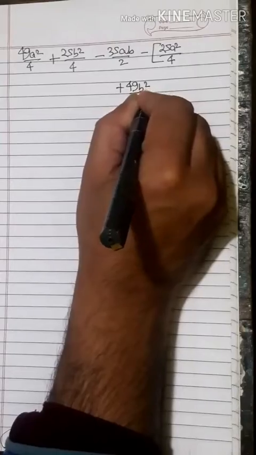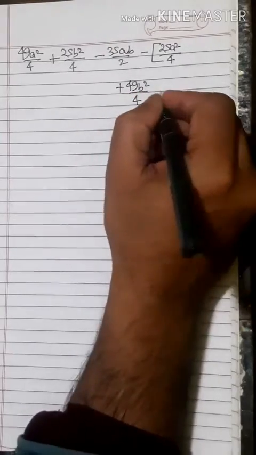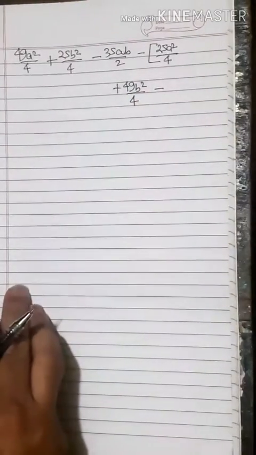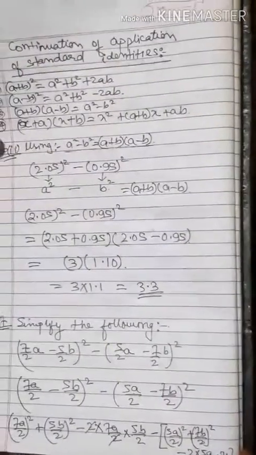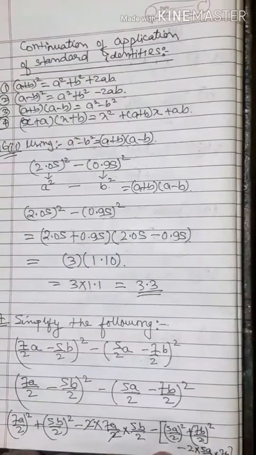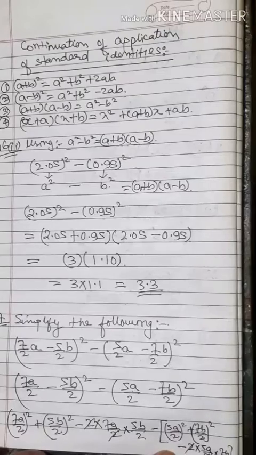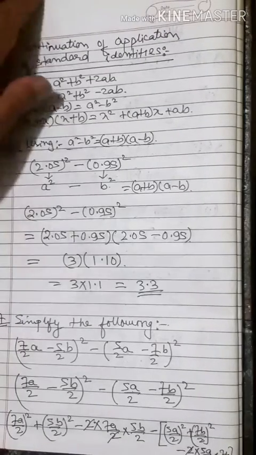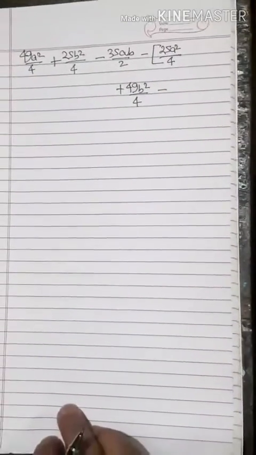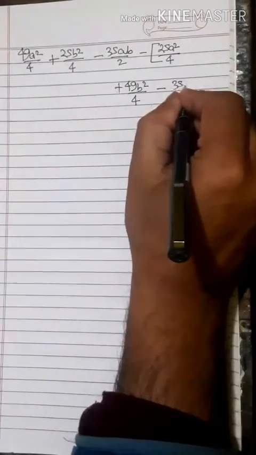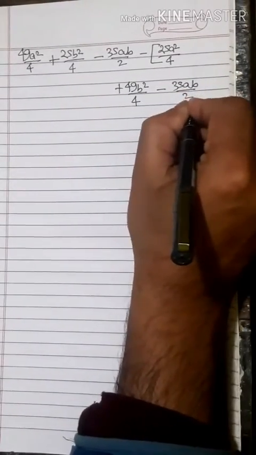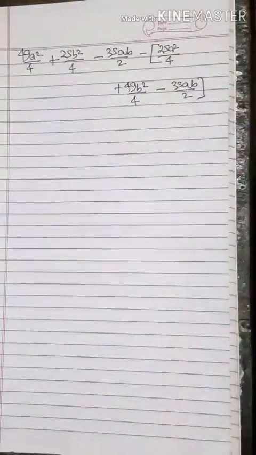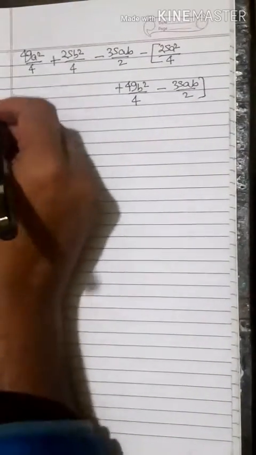49b square by 4 minus, okay, here we go. So what do we have here? The 2 and the 2 will get cancelled here. So what is left over? 7 5s are 35, 35ab by 2. So this gives us 35ab by 2. Okay, now we will simply open the bracket.